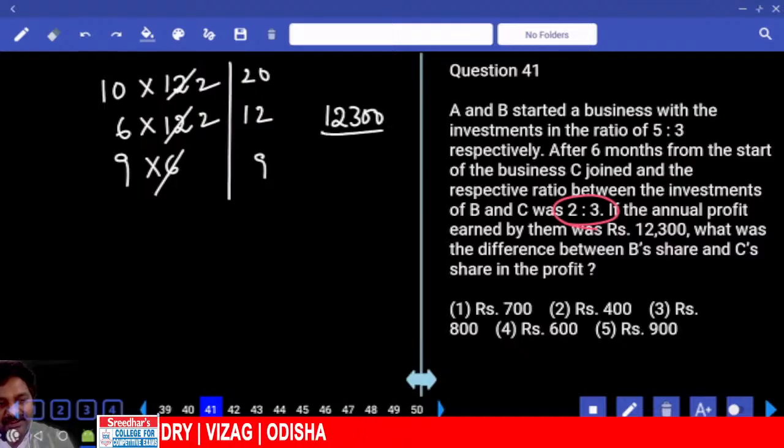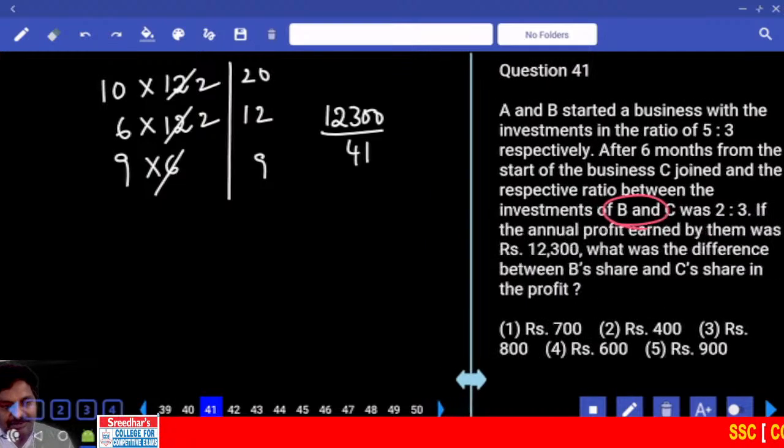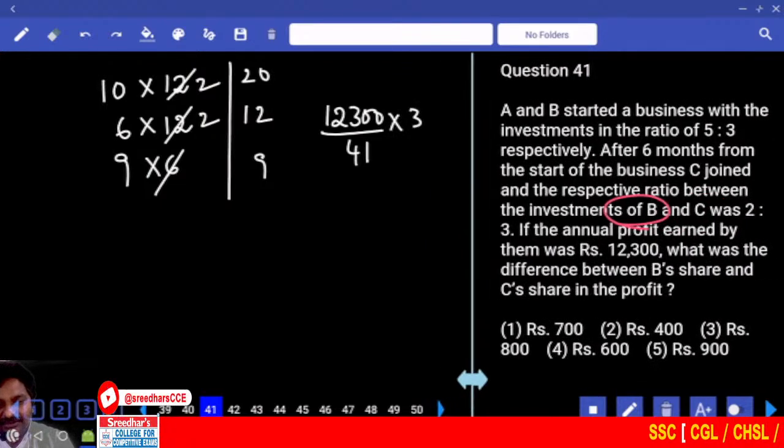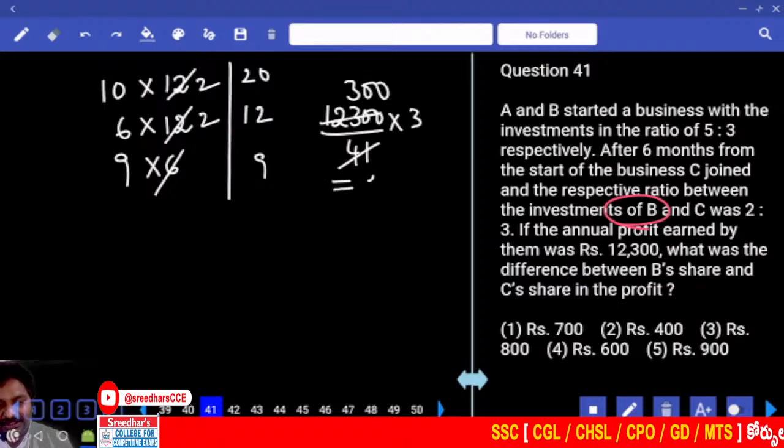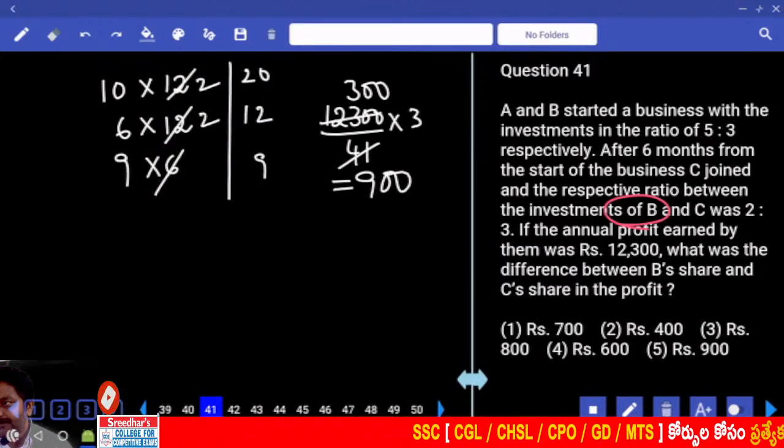12,300 is divided into 41 parts. 1 part value is this much. The question is about the difference between B and C's share, which is equal to 3 parts. 12,300 by 41 is 300, 300 times 3, 900 is the answer.